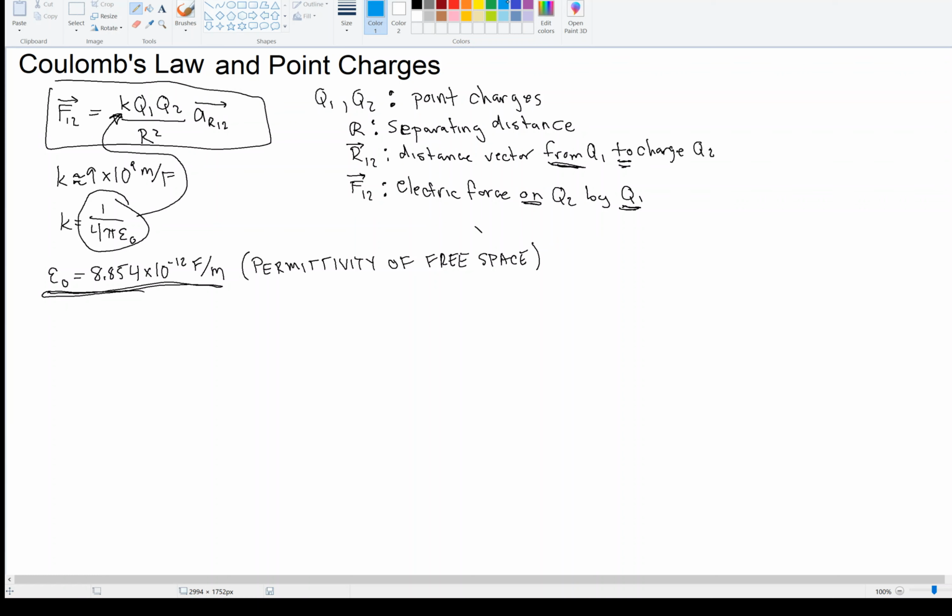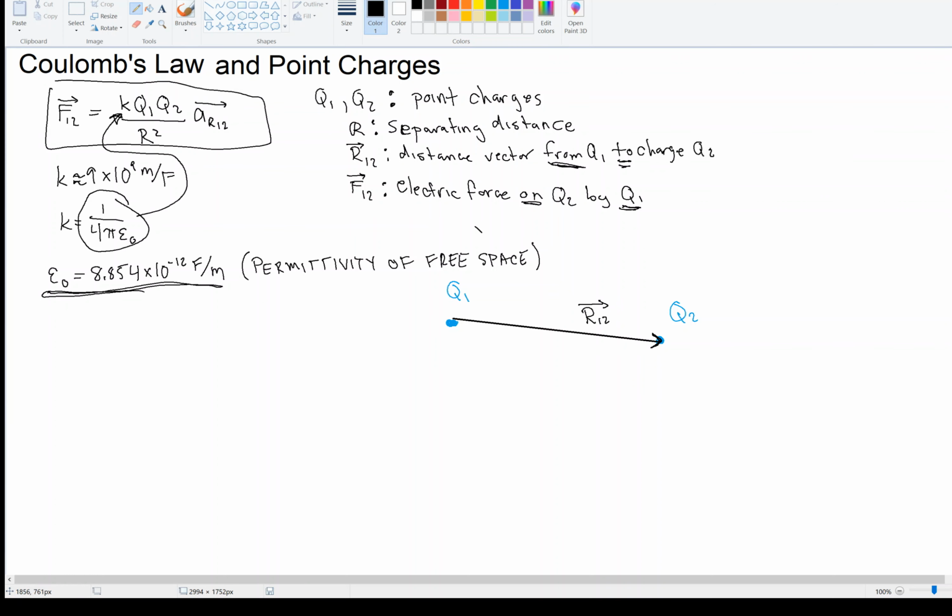Now let's represent Coulomb's Law with a little picture. Let's say we have a point charge Q1 here, and we have a point charge Q2 there. And maybe I've got some separating distance there. In this case, from Q1 to Q2, right? That's R12. So this is the vector R12.